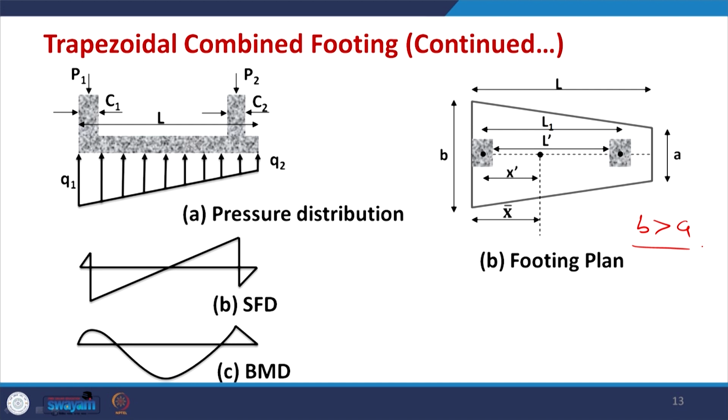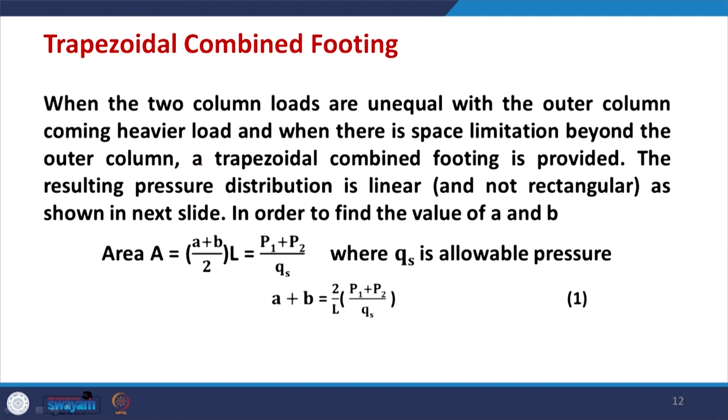So, you have the P1 and P2 loads coming from the top and the resultant should coincide with the CG of this trapezoidal footing. So, we will continue as we discussed for the rectangular footing. The total area of footing will now be (A plus B) by 2 into L, earlier it was simply B into L.